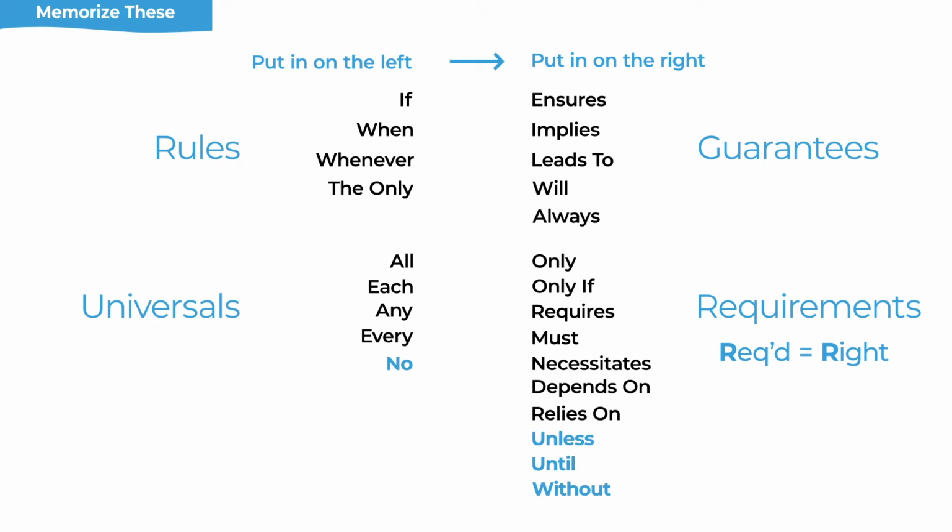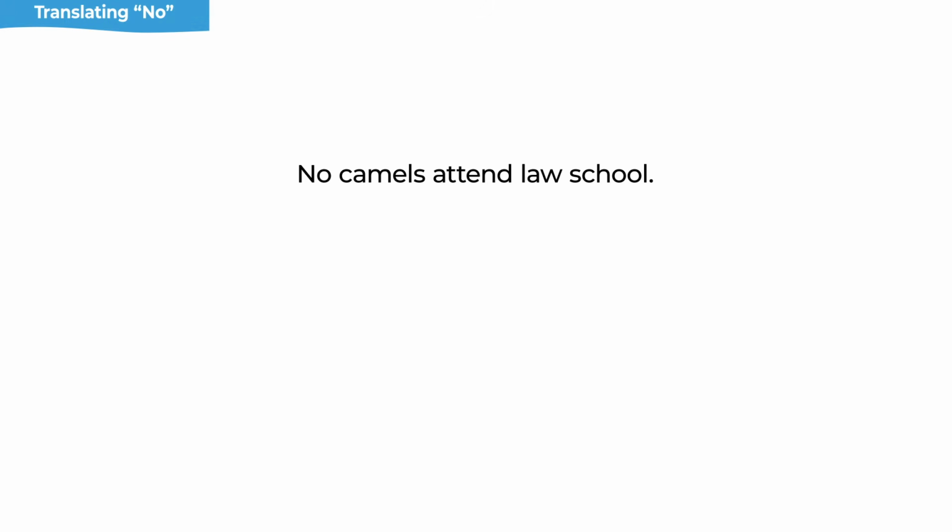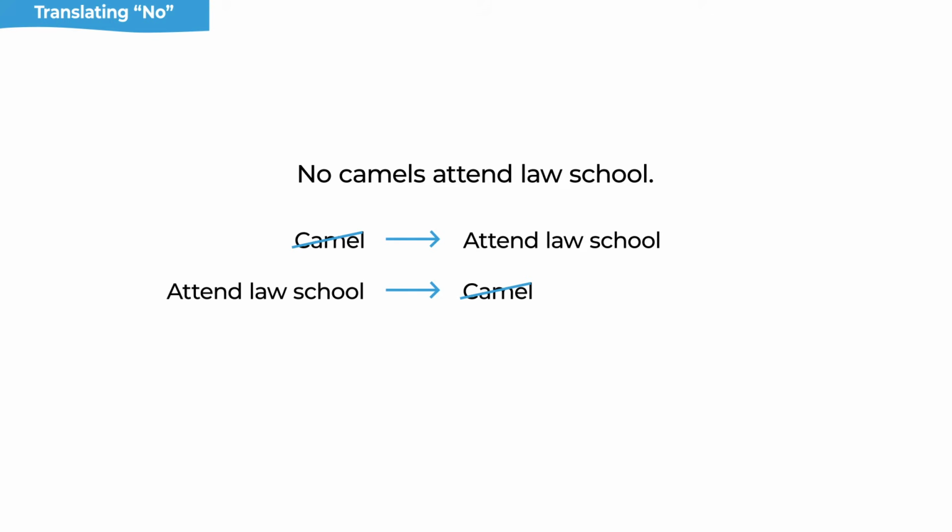There's a few words here that we need to follow up on because they actually have a little bit of a trick to them. If we get a no statement, like no camels attend law school, and then we want to put it into if-then form, the danger is that we read too literally and we think, okay, so if not camel, then attend law school. But we got to think about what that rule is saying. If something isn't a camel, then I'm sure it attends law school. That doesn't seem right. Try it the other way. If something attends law school, then I'm sure it's not a camel. Yes, that seems right.